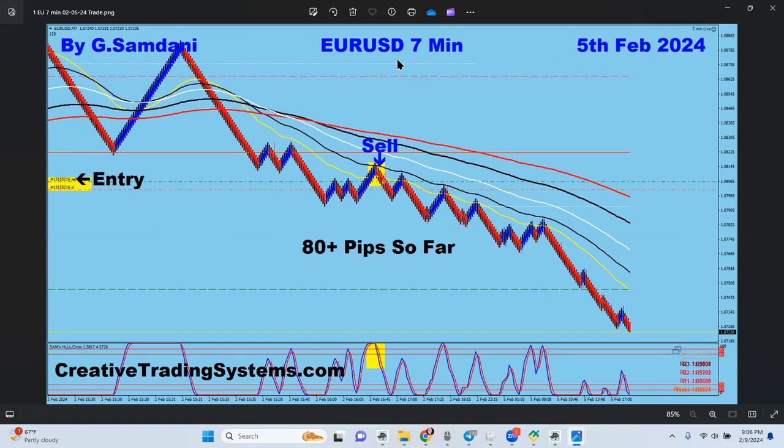So the first trade, EURUSD from the 7-minute chart, a sell order here. You can see that the entry is by the setup by my EA, expert advisor robot. It opens the trade automatically. See this green arrow? That's what it is. So this is the first trade, for 80 pip to the downside.